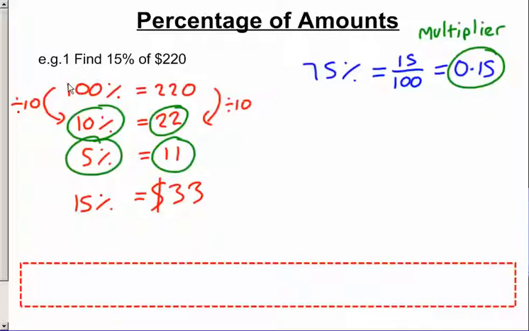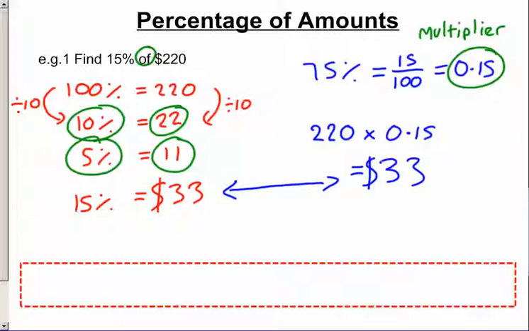And the multiplier, we multiply by the amount we have. Remember that the word "of" in our original question is the same as times. So we multiply it, that's why it's called the multiplier. So if we want 15% of 220, we do 220 times our multiplier, which is 0.15. And when we put that into our calculator, we get $33, the same as we did when we did the longer method. Now obviously the longer method is better if you're in a non-calculator situation, whereas if you've got a calculator, the shorter method with the multiplier is much quicker.